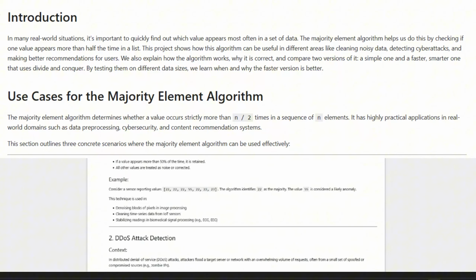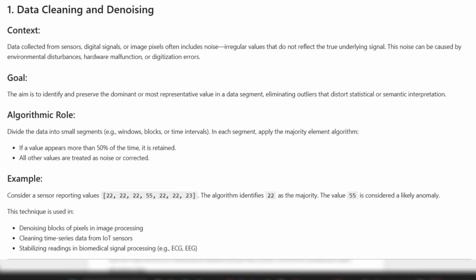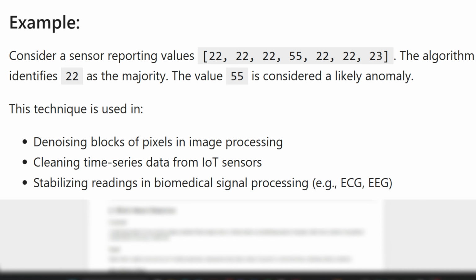For the first real-world use case, we have data cleaning. In noisy environments like sensor data or pixel streams, we can apply this algorithm to small data windows in order to preserve the dominant values and remove outliers. For example, here you have a stream of values that are really close to 22, but we can see that we also got a 55 that is clearly an anomaly, which we call noise. Thanks to applying the algorithm, we are going to see that the main value is 22, and we are going to ignore this value here.